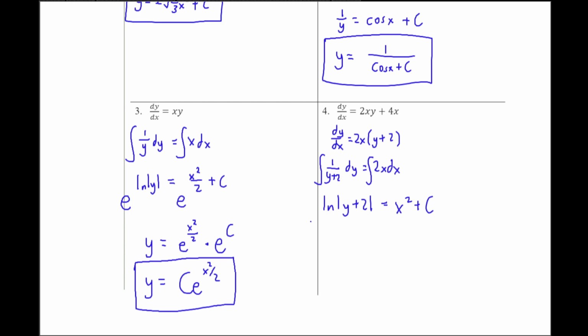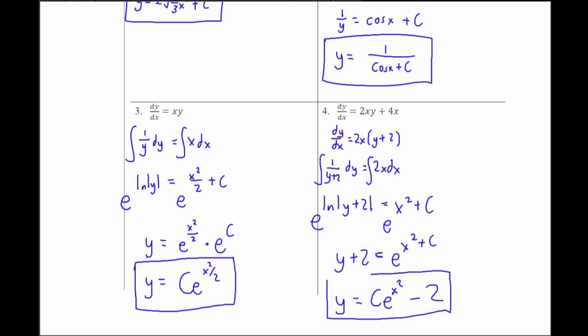Now, again, take e to these powers here. So you're left with a y plus 2 on the left is equal to e to the x squared plus c. So where e to the x squared plus c is c e to the x squared, and you subtract the 2 over at the end. So y is equal to c e to the x squared minus 2.